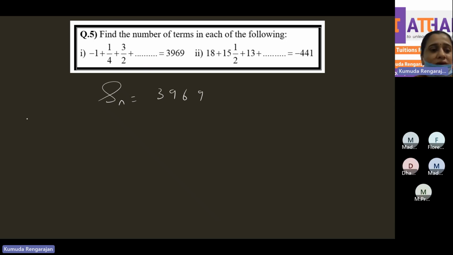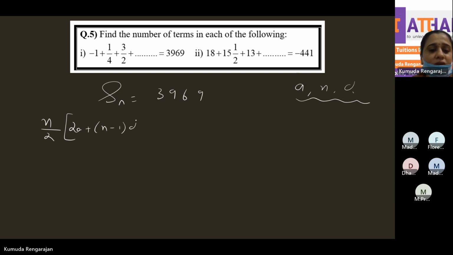Then after this, the formula n by 2. n we don't know. See, the three unknowns in arithmetic progression are a, n, and d. Unknowns meaning what we have to substitute in the formula. So in this formula, n by 2 of (2a plus (n minus 1) into d) is equal to 3969.